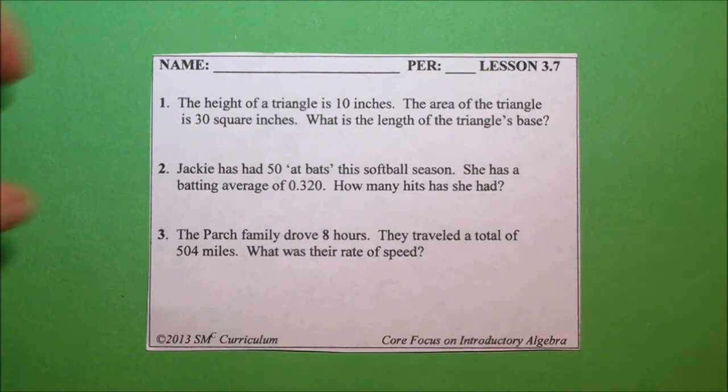All right? Okay, so that's lesson 3.7 out of our Introduction to Algebra book. Remember, the only way to learn math is to do math, and mistakes are proof that you're learning.